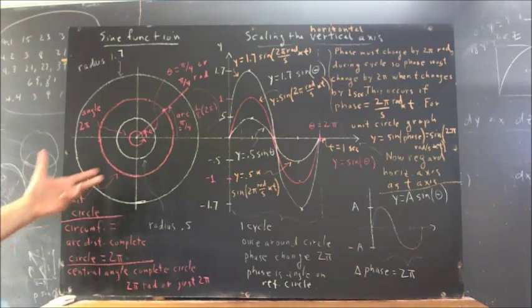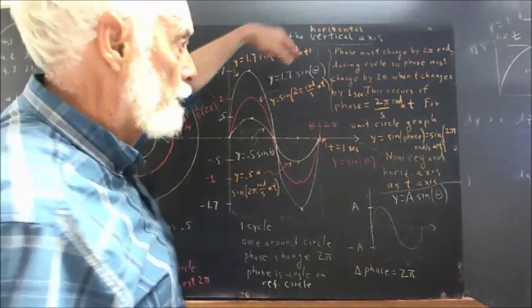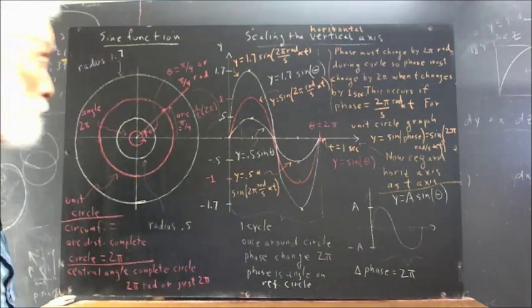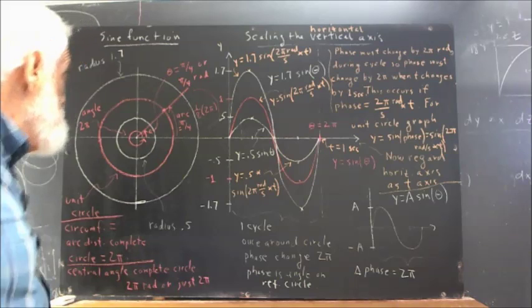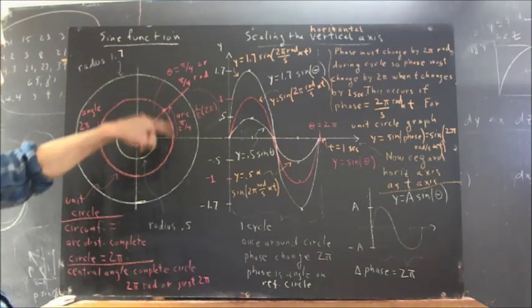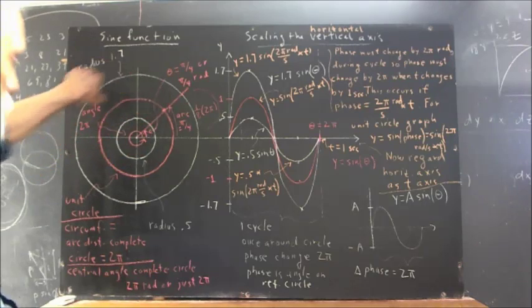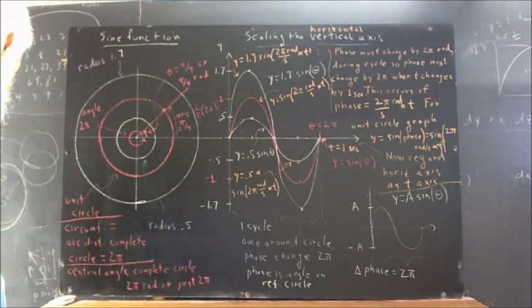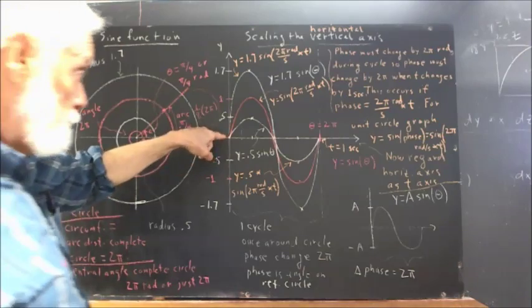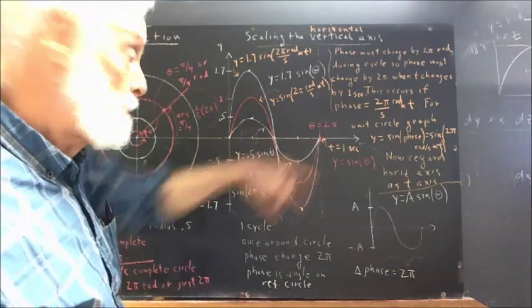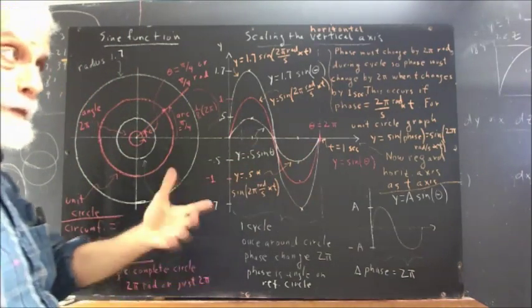A quick summary of the ideas of scaling the horizontal and vertical axes for a sine function. We start with a unit circle, circle in red, and then a smaller white circle and a bigger white circle. We first construct the red graph. At this point, the graph is unlabeled.